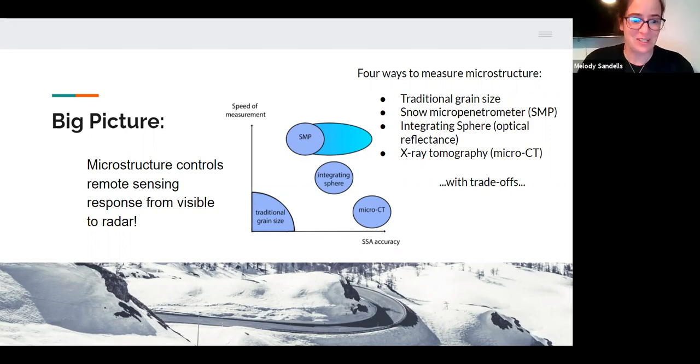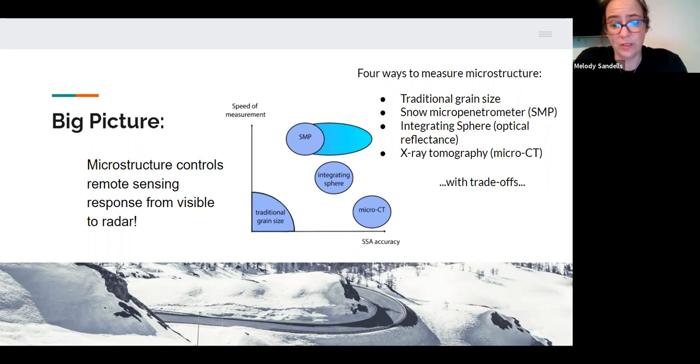Okay, so what we were interested in is the fact that the microstructure controls the remote sensing response, at whatever wavelength you're looking at, from visible through to radar microwave frequencies. Traditionally, there have been 4 ways that we can measure microstructure: penetrometer, which we'll be referring to as SMP. We've got integrating sphere, which is based on optical reflectance techniques, and then finally X-ray tomography, which we refer to as micro-CT, otherwise known as CAT scan.